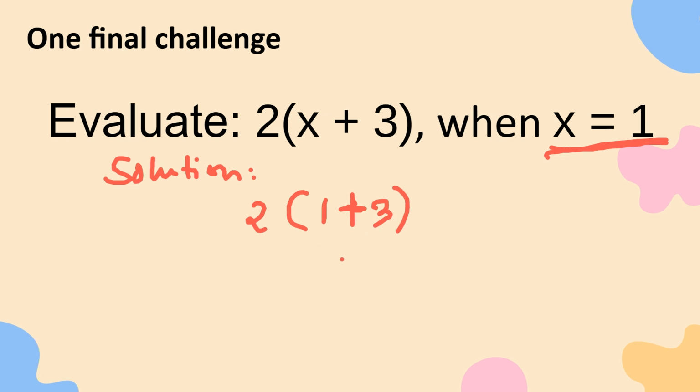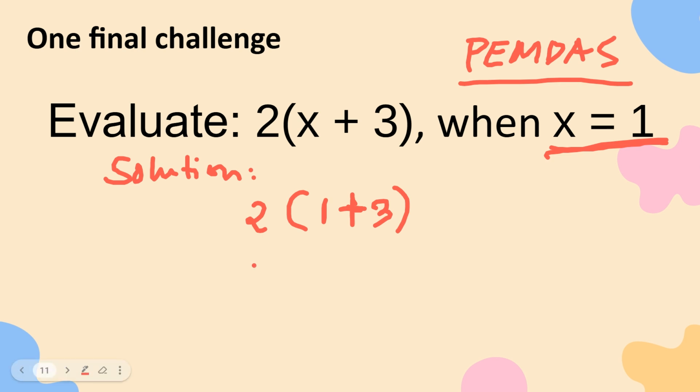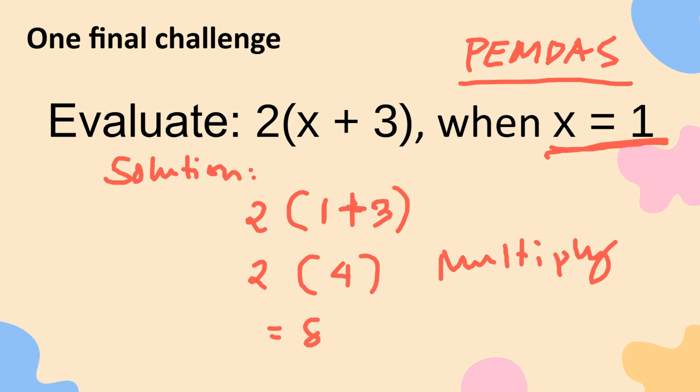Remember in PEMDAS, we have to deal with the parentheses first, right? So bring down 2. What is 1 plus 3? That would be 4. And then we multiply. What is 2 times 4? That is now 8.